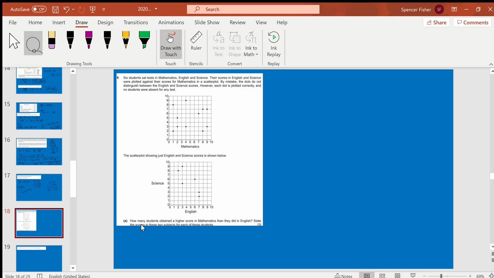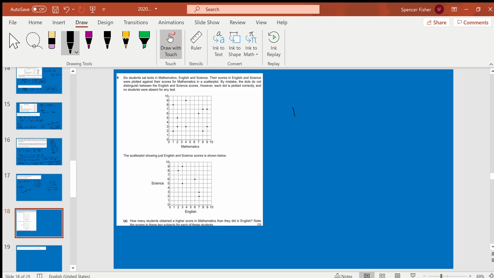Now in part A, they want us to know how many students obtained a higher score in mathematics than they did in English. State the scores in these two subjects for each of these students. So we can worry about that in a second, but we don't know what English and science scores correspond with the math scores. However, fortunately, there is a way for us to do that.